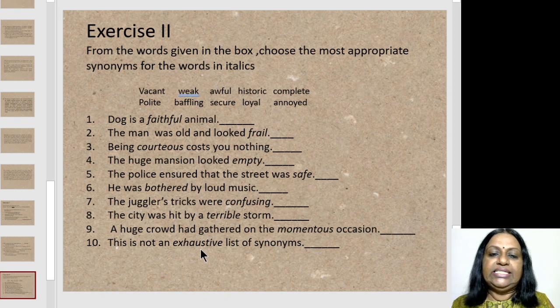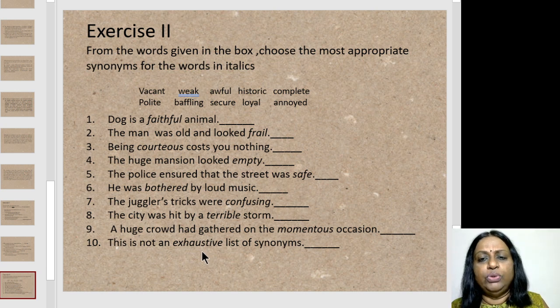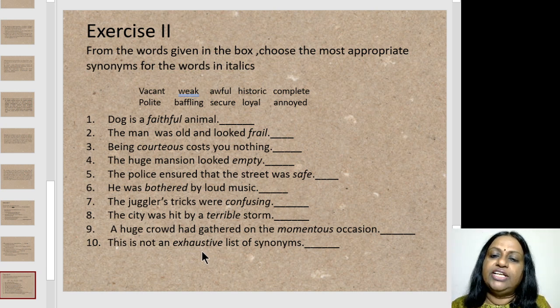Let's look at the seventh gap fill. The juggler's tricks were confusing. So we need a synonym from the list for confusing. The juggler's tricks were confusing. The juggler's tricks were baffling. So the synonym for confusing is baffling.